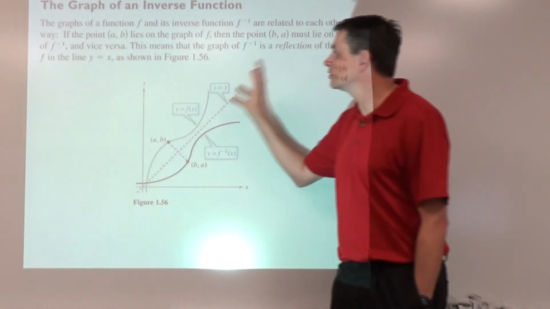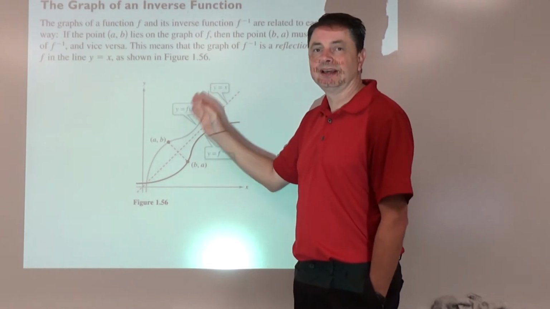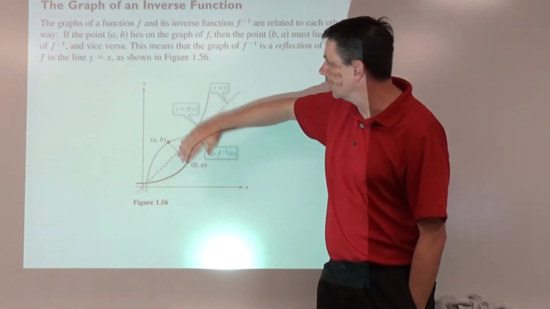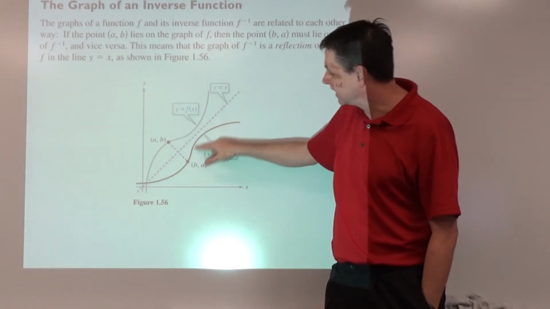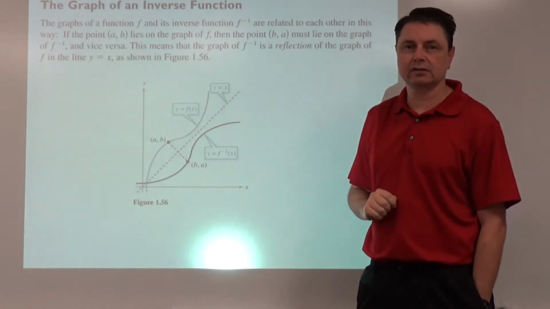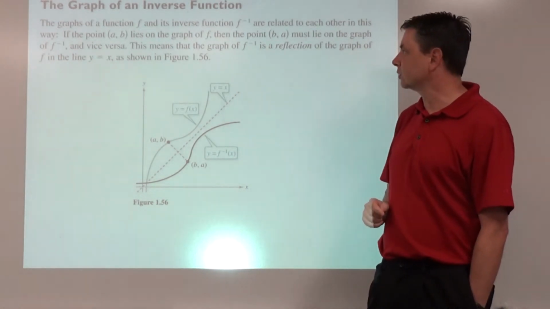If we're looking in terms of graphs, we've got our f of x that's graphed. The inverse must be the reflection of that function and its graph in the diagonal line y equals x. They have to be reflections if they are inverses.